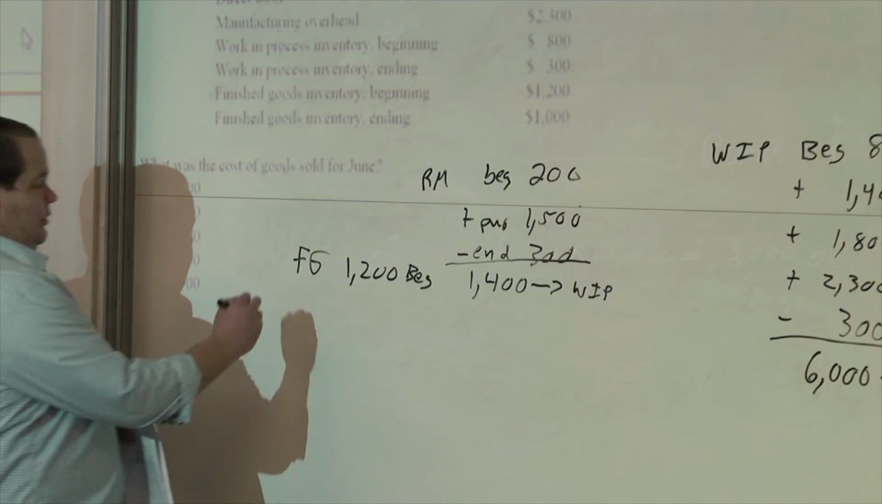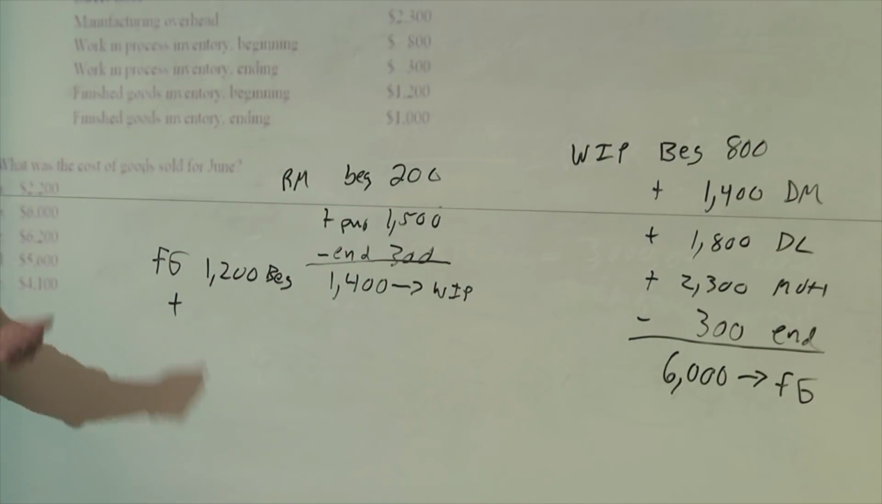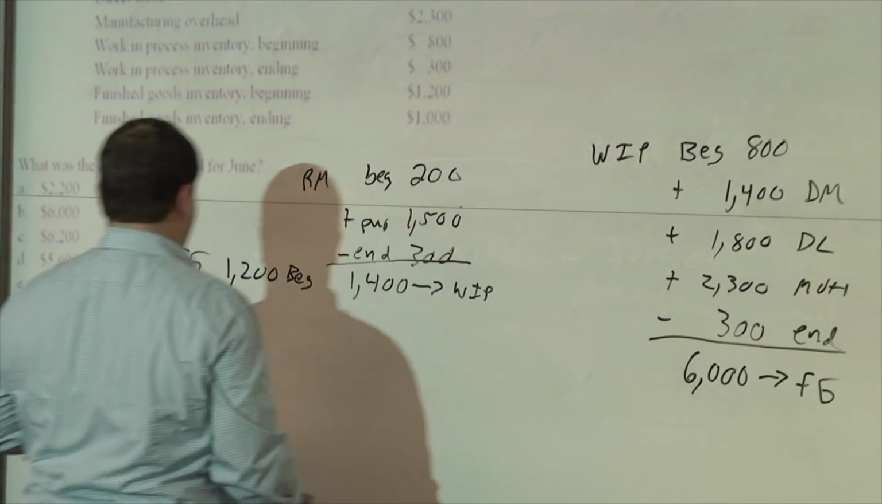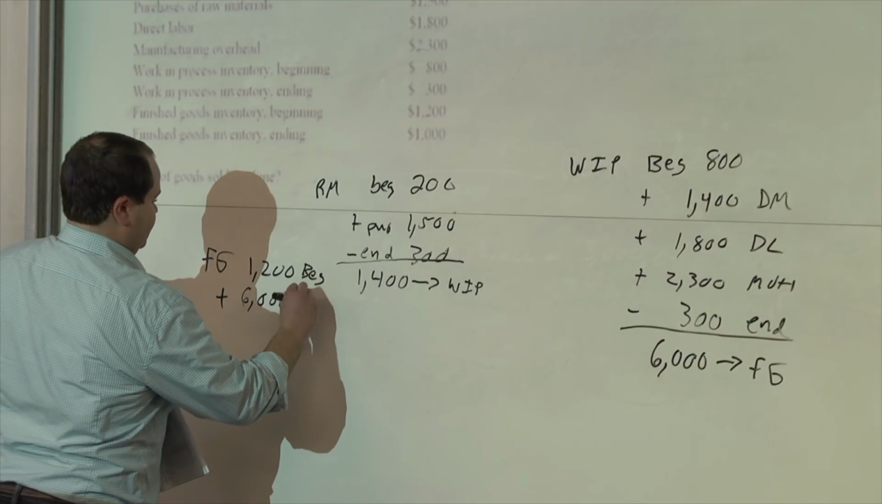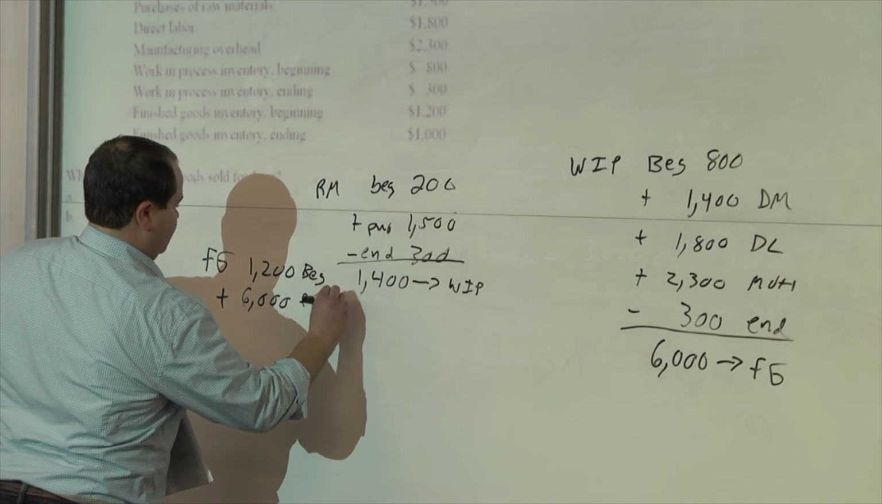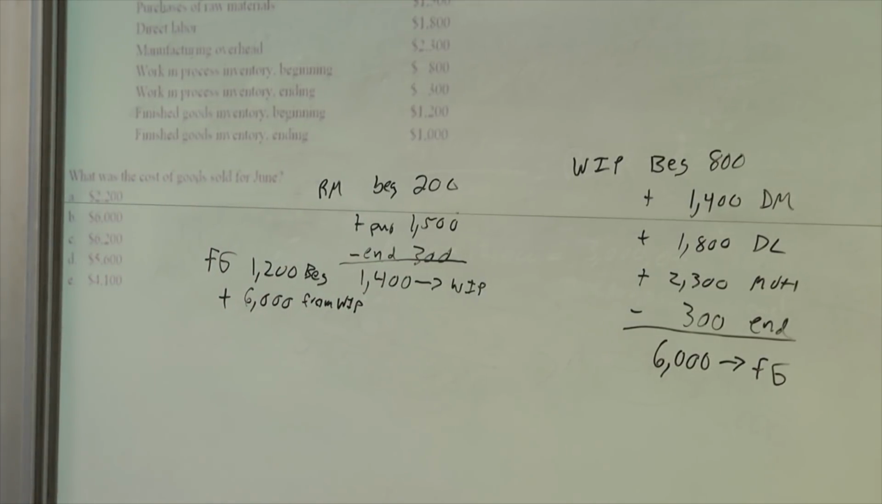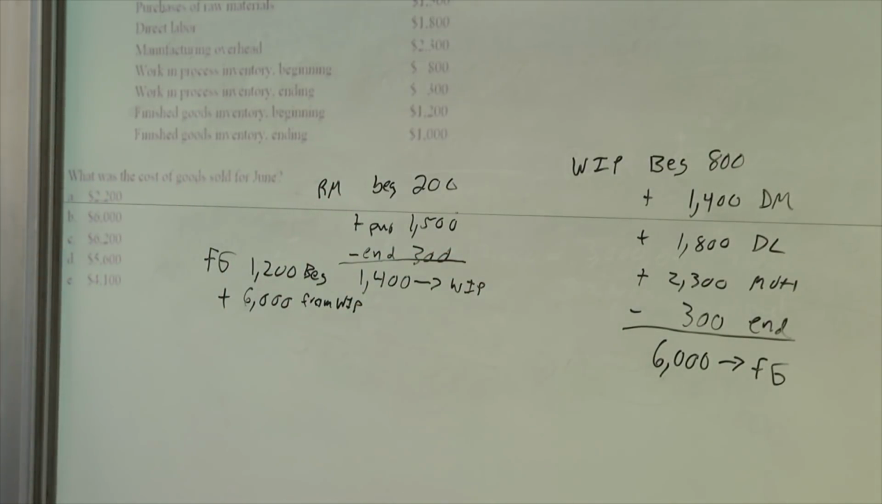We then want to add how many we made. So what came out of work in progress, where does it go? It goes to finished goods. So that number is what we calculated here, 6,000. That 6,000 came from work in progress. So hopefully you can see we had to start here to get to there. To get to our finished goods account, we add the 6,000 that came out of work in progress, and then we also want to subtract, just like the other two times, our ending balance.